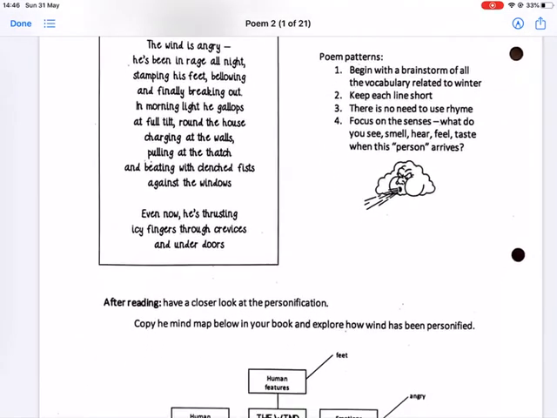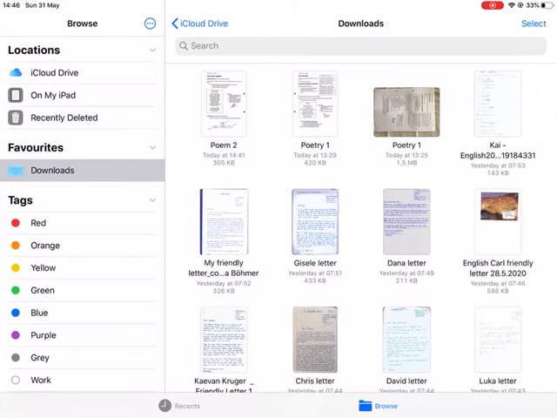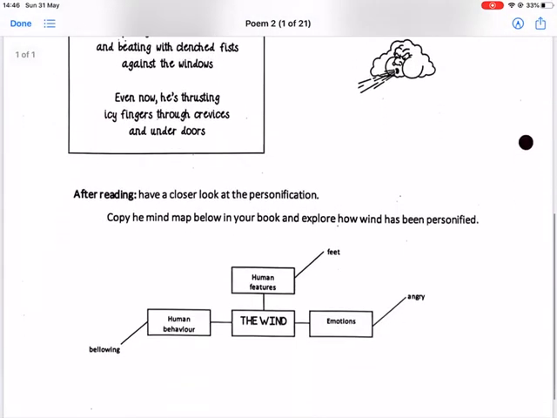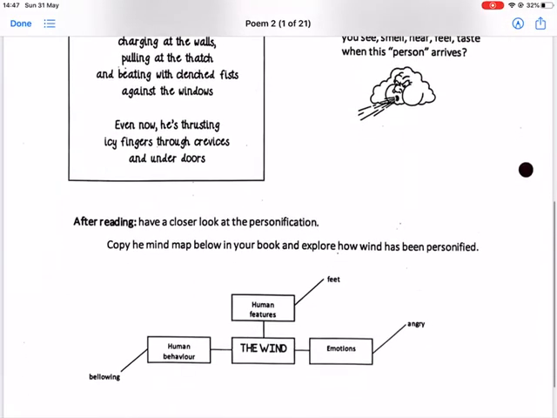Right, let's look at the mind map. This is what you're going to do for us today. You're going to copy this mind map into your exercise book. The central idea is the wind. Now, what human features does the wind have? Feet is one of the features, but there are also other things, other almost like body parts that he has, where they're actually saying the wind has this that only normally humans have.